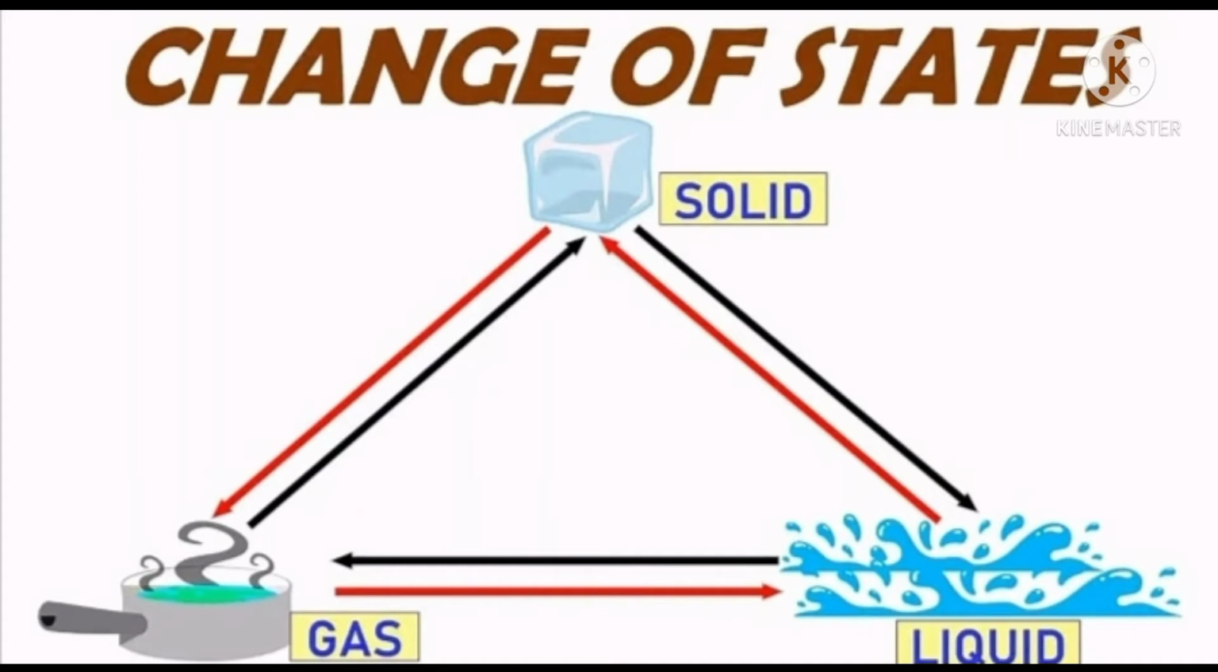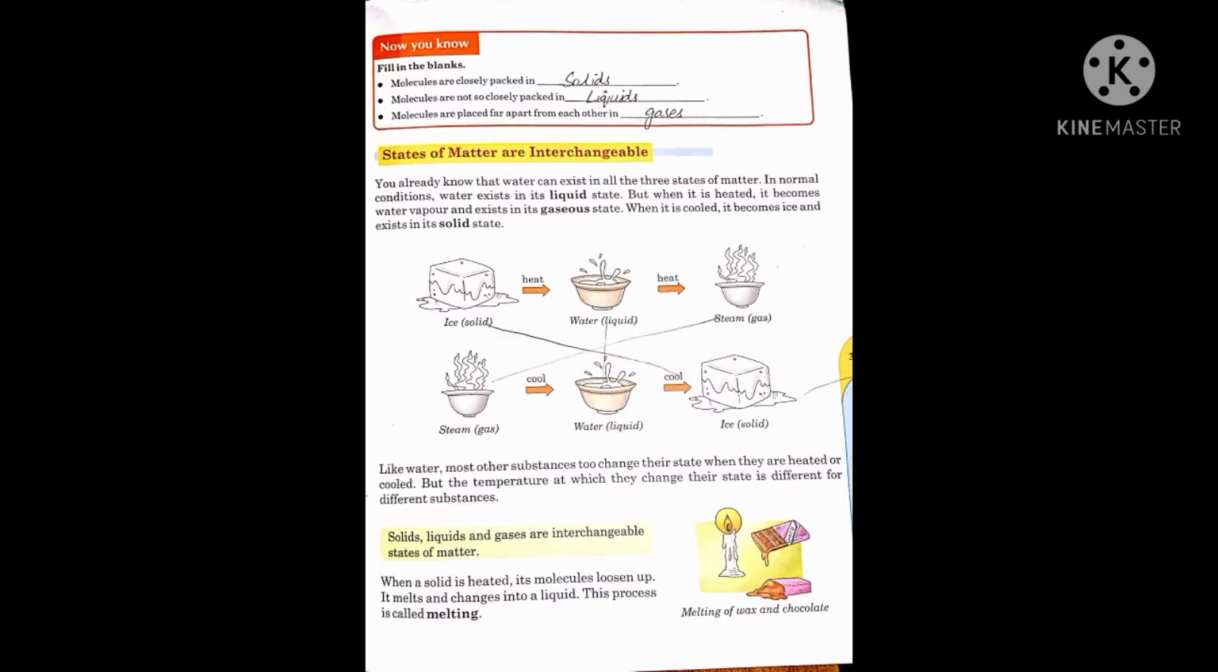Matter can change from solid to liquid, liquid to gas, gas to solid, and also in the reverse direction. When a solid is heated, its molecules loosen up. It melts and changes into a liquid. This process is called melting. So students, the process by which a solid changes into a liquid is called melting.